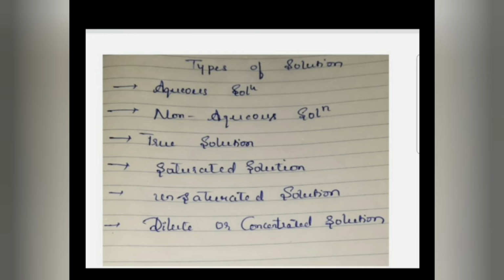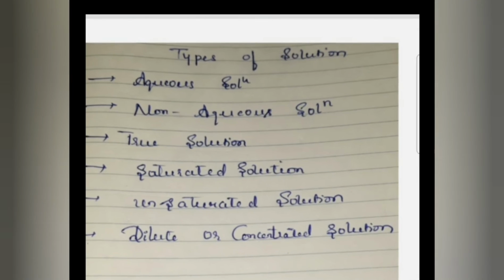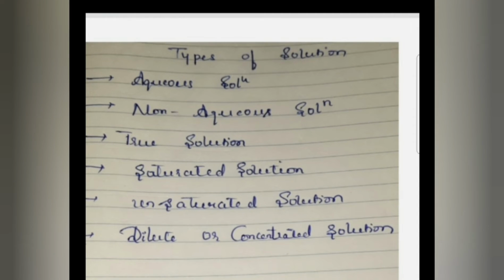Let us look at the liquid solutions. Types of solution in the liquid. First one is aqueous solution, second one non-aqueous solution, third one true solution, fourth saturated solution, fifth unsaturated solution, sixth dilute or concentrated solution. Aqueous solution means here water is the solute.